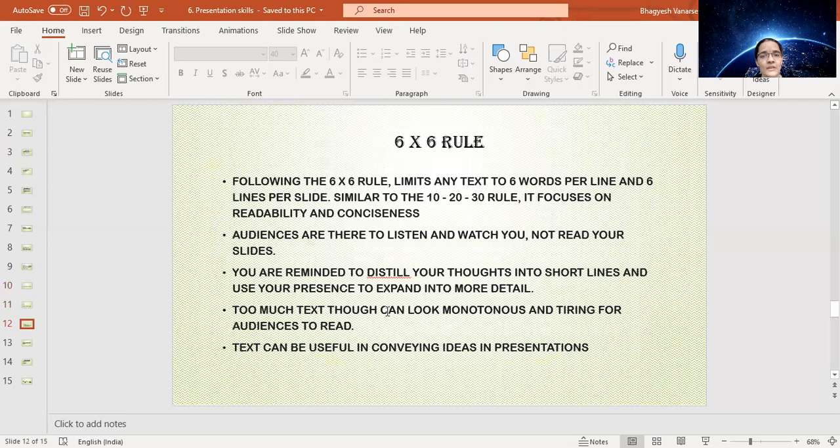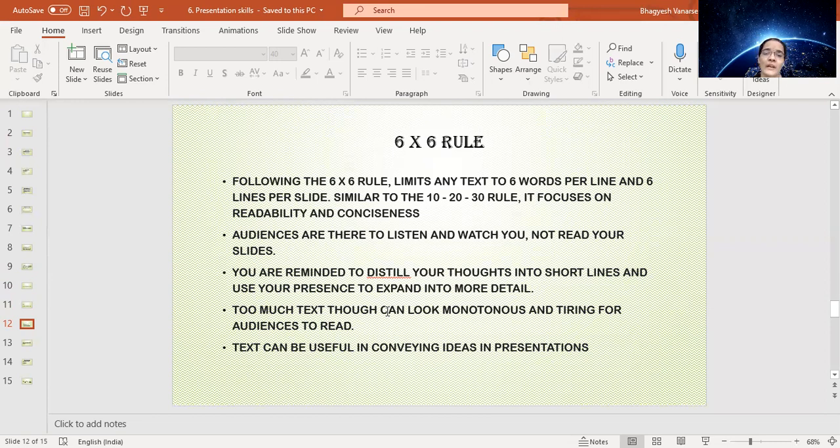The next is your 6 by 6 rule. Now what does this mean? Following the 6 by 6 rule, it limits any text to 6 words per line and 6 lines per slide. Similar to the 10, 20, 30 rule, it focuses on readability and conciseness.